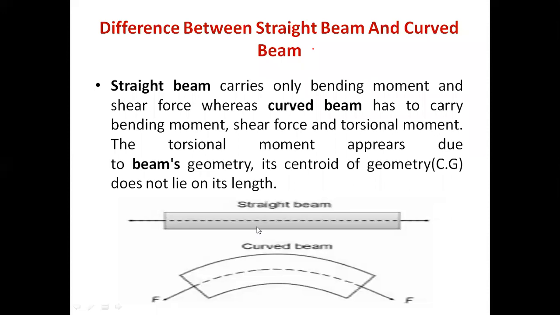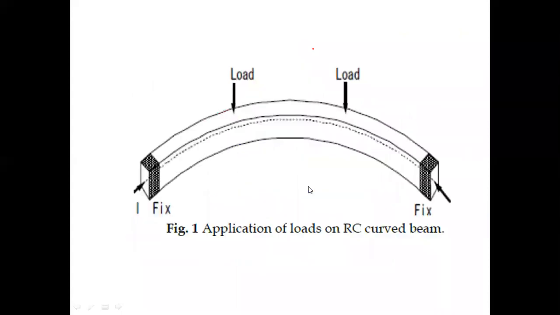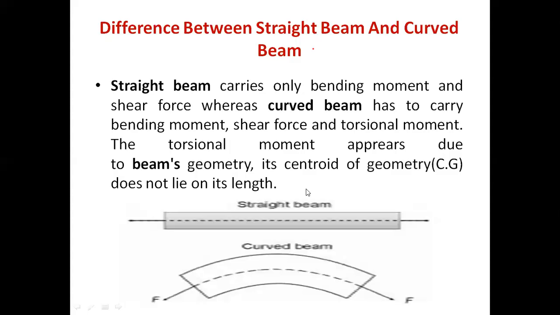In the picture, the straight beam is clearly shown. These are called longitudinal beams, where the centroidal axis of the beam coincides with the neutral axis of the beam, isn't it? The neutral axis of the beam and the centroid of the beam both lie in the same plane. Correct? But what happens in the curved beam?